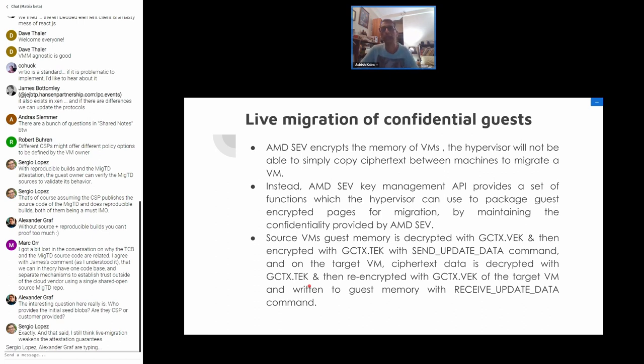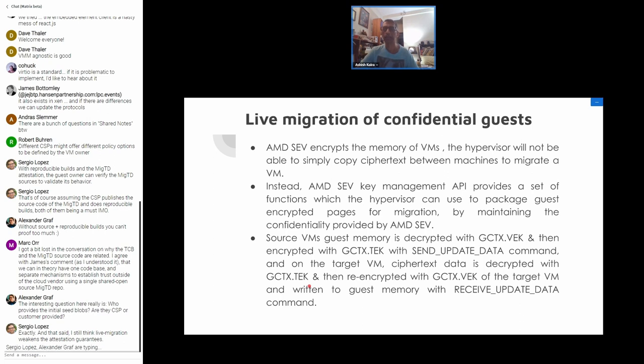What the AMD Secure Key Management API basically provides is a lot of firmware calls which support this kind of migration, where we start and establish an encryption context using the PSP. The PSP is our security processor, the AMD SP. We have commands like send start and receive start, which establish an encryption context between the source and target side. It also sets up a migration key, which is encrypted and returned to the hypervisor, and then the hypervisor sends it across to the target side.